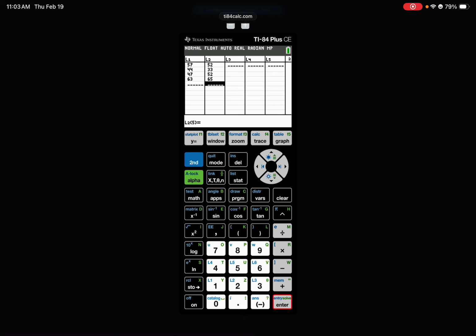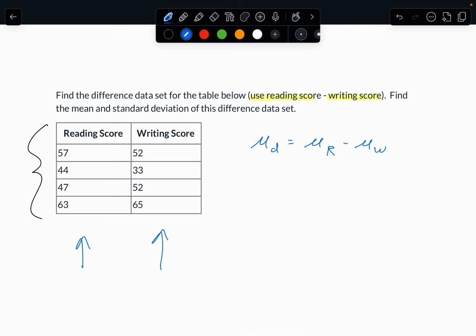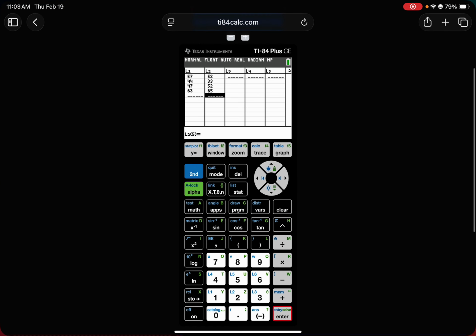So those are our reading scores and our writing scores exactly as we saw them in the table. Now, if I want to find the mean and the standard deviation of this difference data set, I would be taking for each one of these 57 minus 52, and I would find out what that value is. 44 minus 33, and I would figure out what that value is, and so on and so forth for all of these different data values. You could do that for each and every data value, but again, who's got the time? I want to speed this process up.